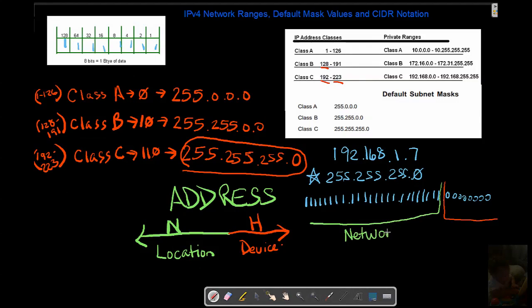This is our location. This is if we need to send data to that device, where do we send it to? This is the device or the host that we're communicating with at that point in time. When these ones stop, the network portion stops. When the zeros start, our host portion begins of our IP address. So if we correlate this octet to this octet to this octet, this portion right here, that is my computer.